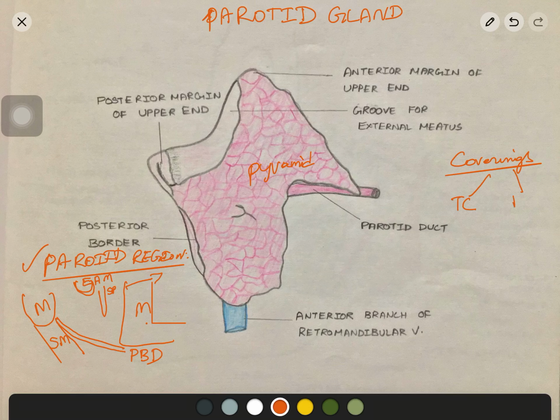So this true capsule in any gland, not only in parotid gland, will be formed by the fibrous stroma of the gland. This false capsule is otherwise called parotid sheath. So false capsule is the parotid sheath formed by the investing layer of deep cervical fascia. Now we will see that in the diagram. So if this is the investing layer of deep cervical fascia, this splits into two layers or two lamellae.